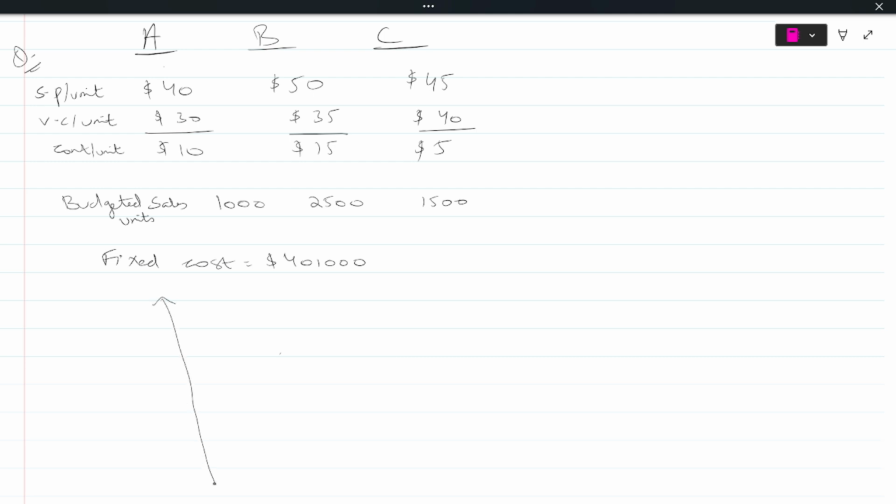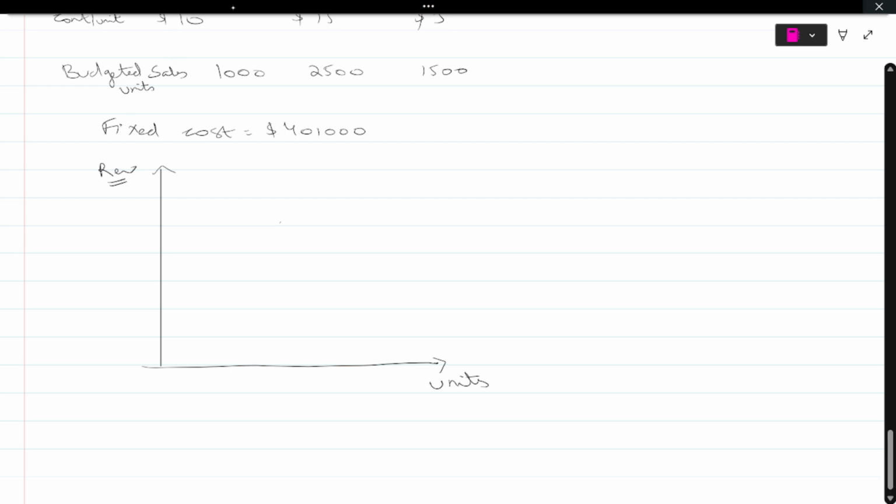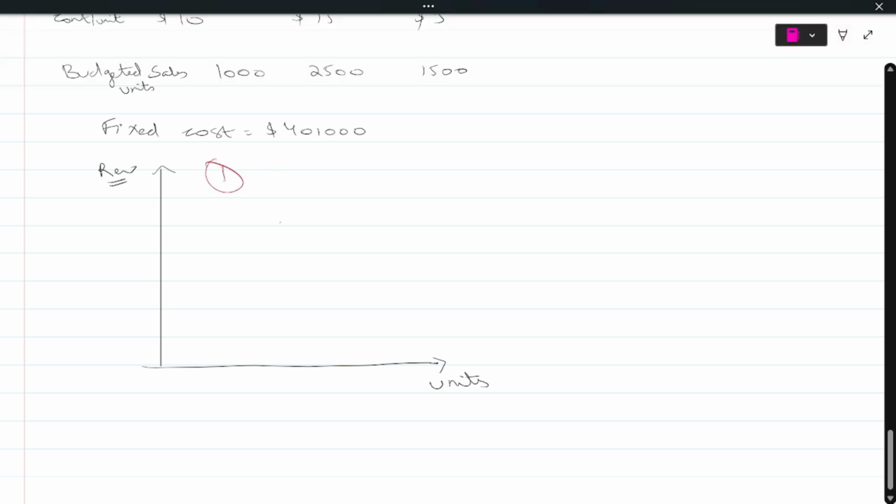You will have your y-axis, right? And you will have your x-axis. Now, in the x-axis, we used to write the units, right? So it could be the same over here. And in the y-axis, we used to write the revenue. So it is going to be the same over here, right? And this one is number 1, the break-even chart.